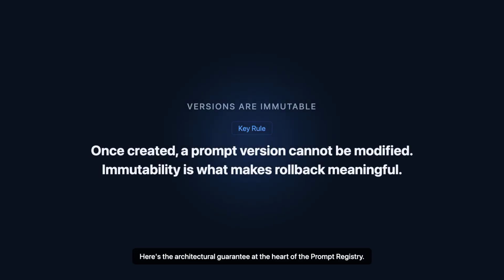Here's the architectural guarantee at the heart of the prompt registry. Once you create a version, it cannot be modified, ever. That's not a soft guideline. It's a hard rule baked into the service, and it matters because immutability is what makes rollback meaningful. If version 3 could change under your feet, then reverting to version 3 wouldn't actually reproduce yesterday's behavior. Because it can't change, version 3 always means the same template every single time you load it.